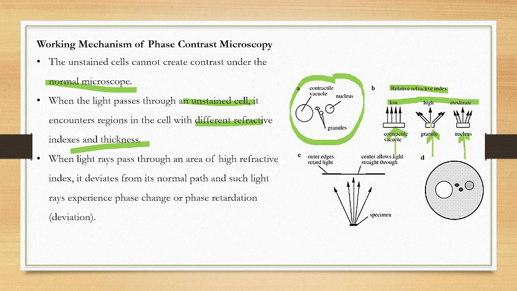The light rays deviate from the normal path. So this is the normal path but it deviates because of the high refractive index. Here it is a moderate level of deviation. And this is called the phase retardation. This is known as what? Phase retardation or phase change occurs. Deviation of light.